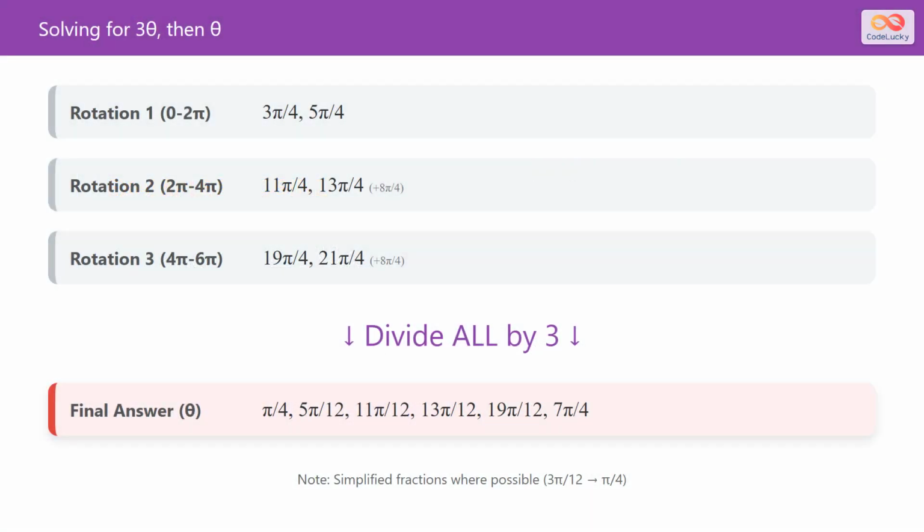First, we find where cosine is negative root 2 over 2. That happens in quadrants 2 and 3. We find our answers for the first rotation, then add 2 pi for the second rotation, and add 2 pi again for the third rotation. Once we have all 6 values for 3 theta, we divide everything by 3 to get our final list of answers.